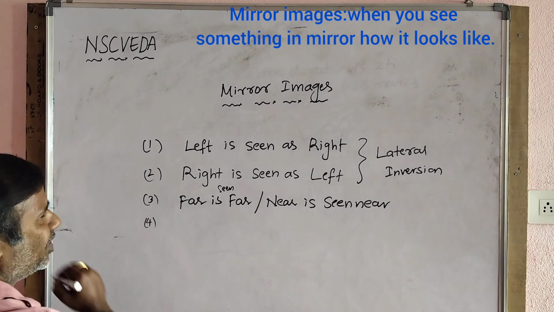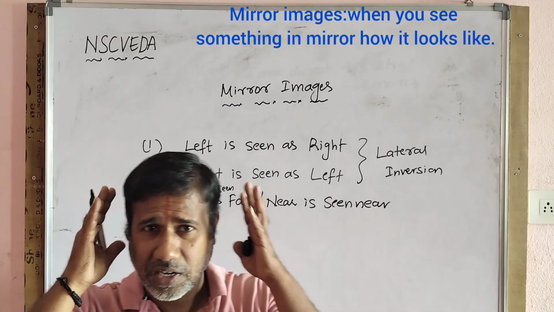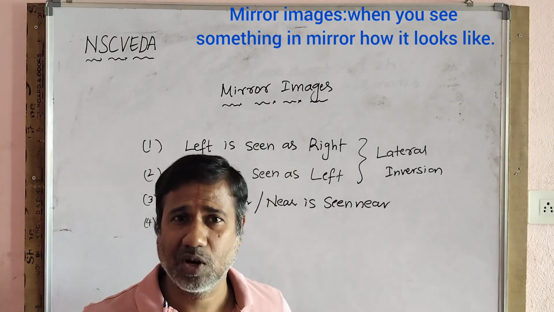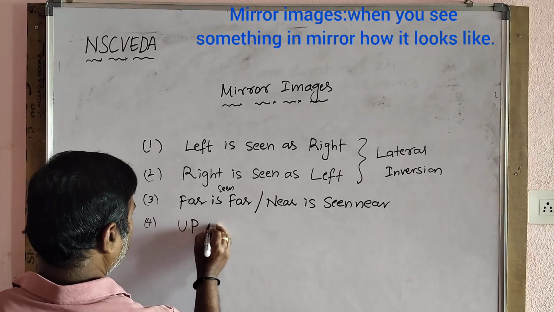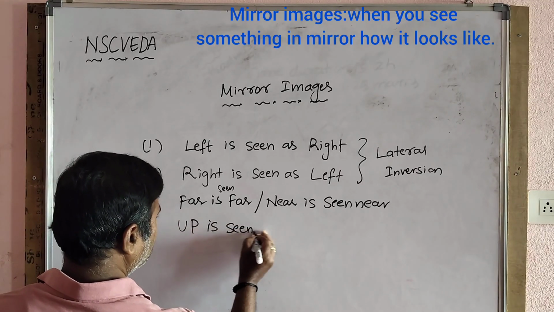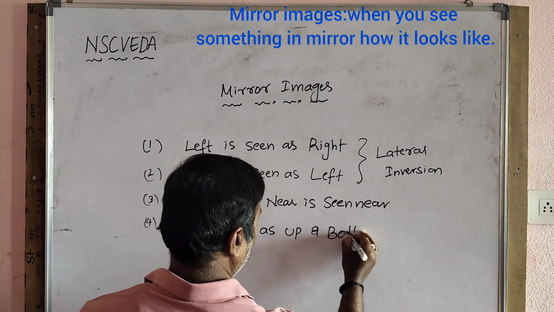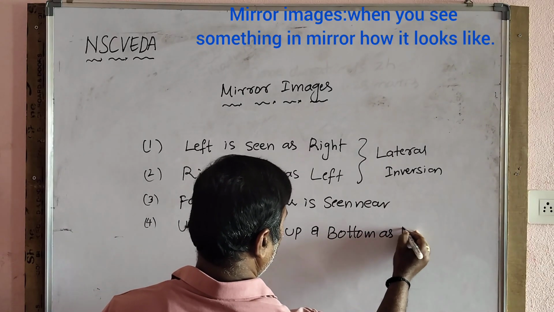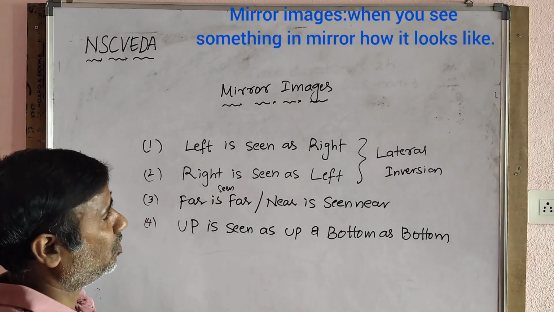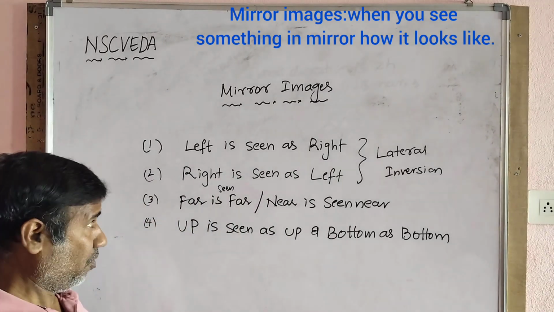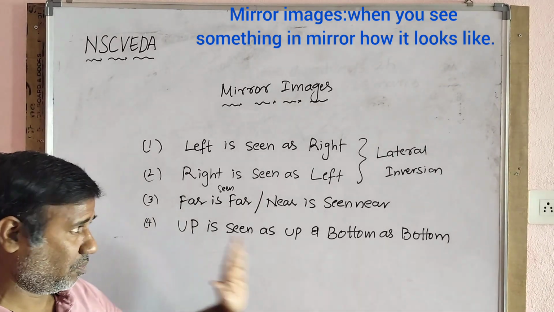Next, what you observe in the mirror: when you see yourself, your head is towards the top only, and your legs are towards the bottom only. So up is seen as up, and bottom as bottom. You should know these things when doing this exercise. In mirror images, lateral inversion happens; near is near, far is far, up is up, bottom is bottom.